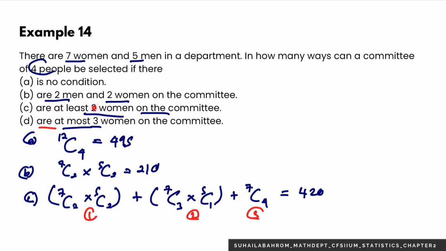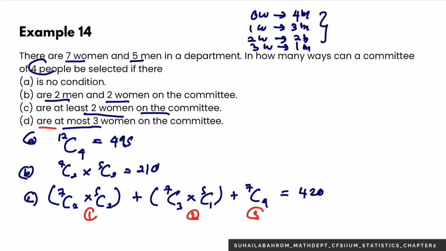For the last question, we must have at most 3 women in the committee. So you might have no woman, 0 women, meaning that all people chosen must be men. So it must be 4 men. And then if you have only 1 woman, you must have 3 men. If you have 2 women, you must have 2 men. And at most 3 women, of course, you must have only 1 man.